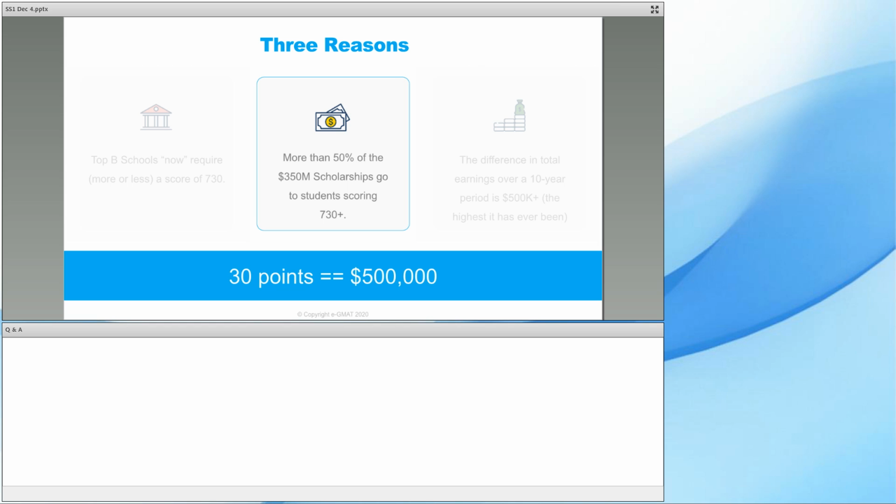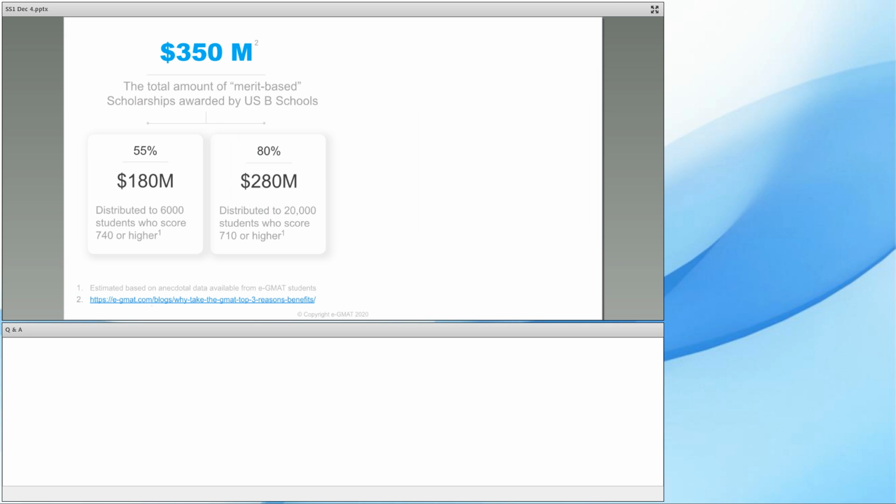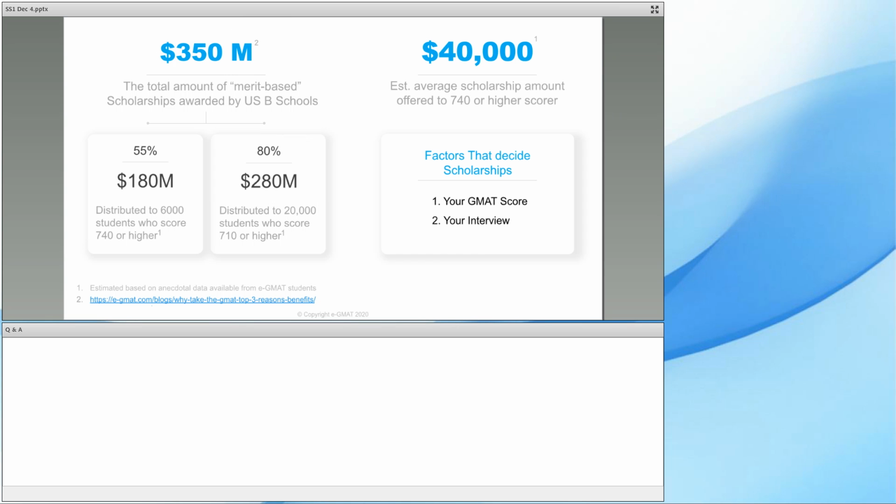So now the second reason, and this is where I think the GMAT score becomes even more important, is scholarships. US B schools give about $350 million worth of scholarships, and we get through about 10,000 paying students every year. Based on our estimates, out of this $350 million, about 55% of this money goes to people who score 740 or higher, and pretty much all of this money goes to folks who score 710 or higher. So if you get to that 740 or higher score, you're looking at least a $40,000 scholarship amount, if not higher.